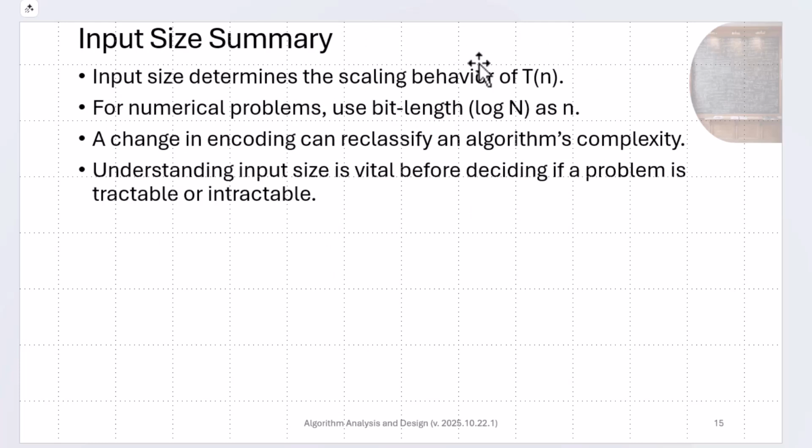Input size summary. Input size determines the scaling behavior of T(n). For numerical problems, we use bit length, log n, as n. A change in encoding can reclassify an algorithm's complexity. Understanding input size is vital before deciding if a problem is tractable or intractable.